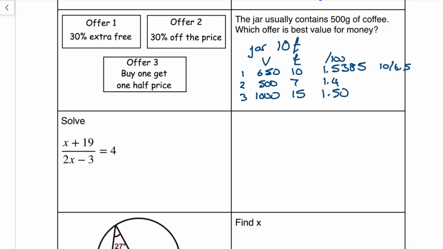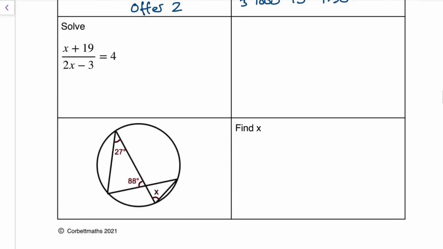Now again, there's lots of ways of doing this, and some people are very much going to have a preference for one, not the other, and that's fine. But either way, what I can see clearly here is this one tells me that it's £1.40 per 100 grams. This is the cheapest, so therefore my answer is going to be offer 2. Question done.